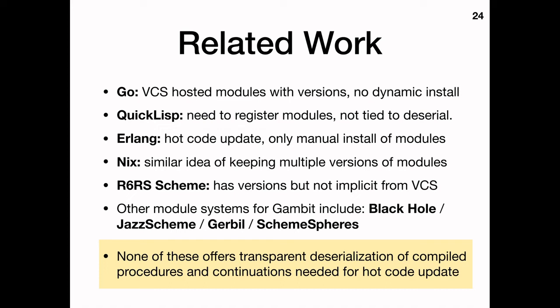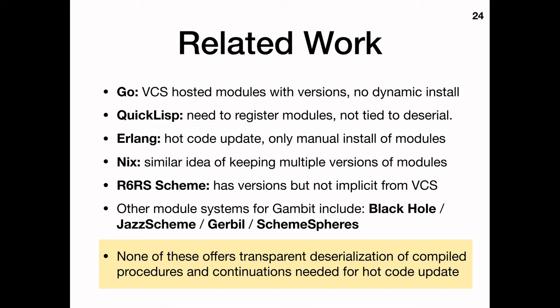Nix offers a similar idea of keeping multiple versions of module, though it's a system package management instead of a language package management. It's not used to manage packages that are for a language. The R7RS Scheme has version, but it's not implicit for VCS. You have to explicitly specify the version in the library name.